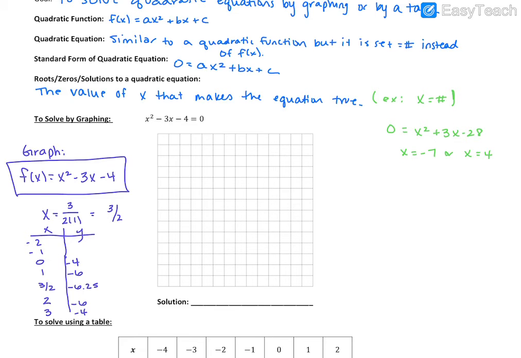So when you plug in negative 1, you're going to get 0. And when you plug in negative 2, you'll get 6. So then what we're going to do is we are going to plot these.